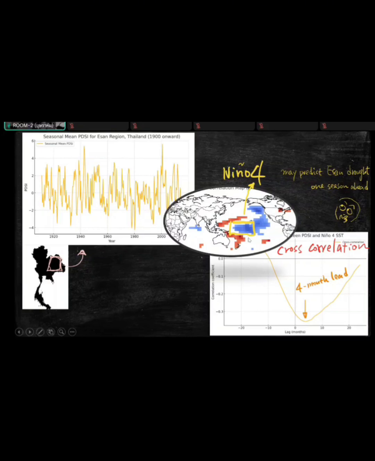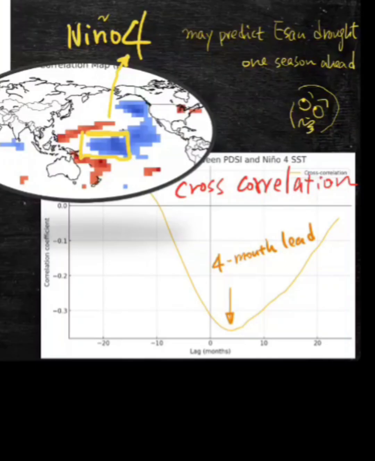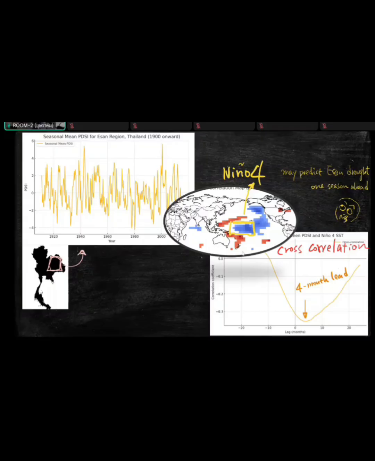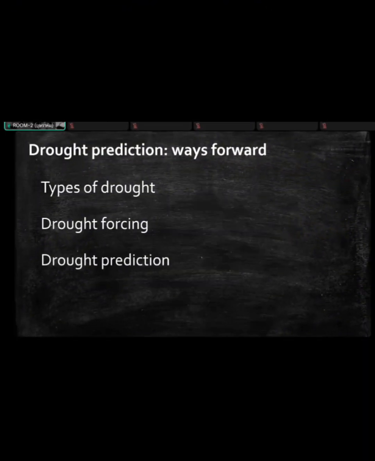Even better, if you use Nino 4 index to compute the cross correlation with the Isan PDSI, you can find a 4 to 5 months lead time in which, by using Nino 4 index alone, you can already have some prediction power for drought over the Northeast or Isan region. So I'm trying to converge here to push the drought prediction research and development forward.